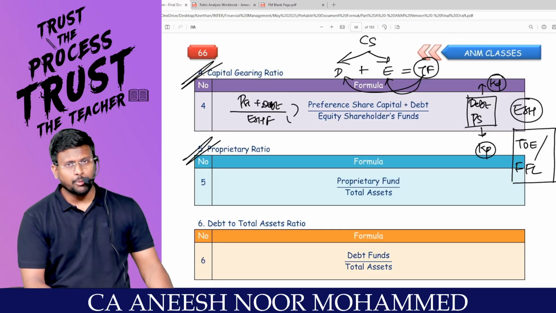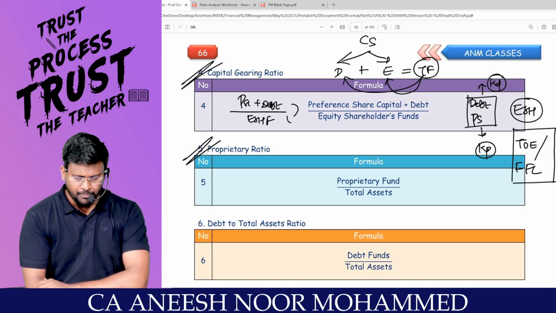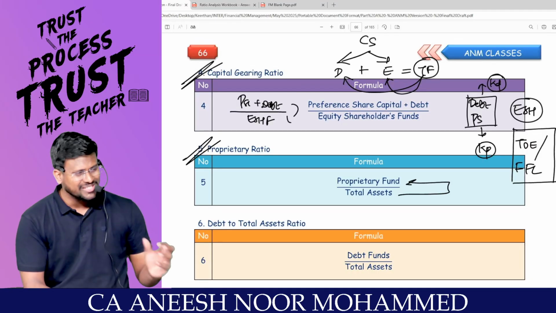Proprietary ratio: proprietor, sole proprietor means owner. Out of the total asset, how much is the owner's fund?